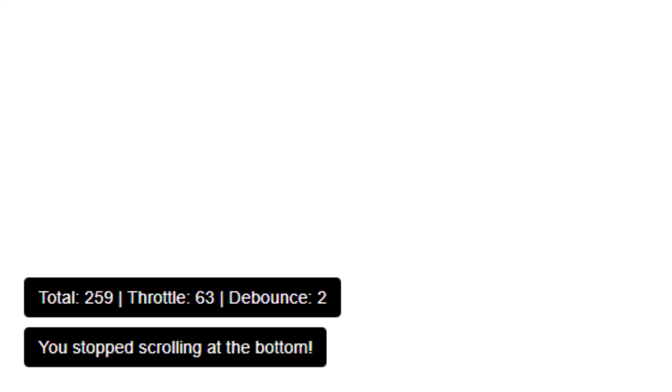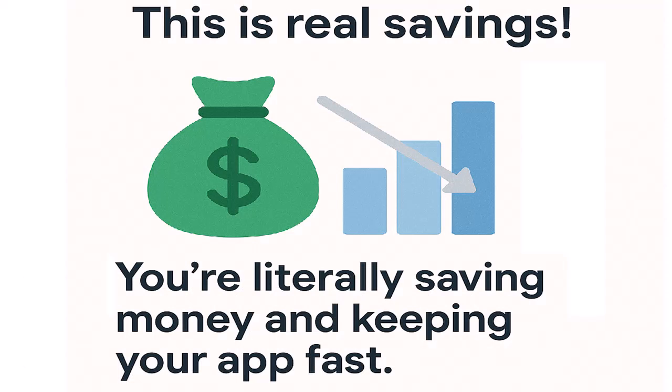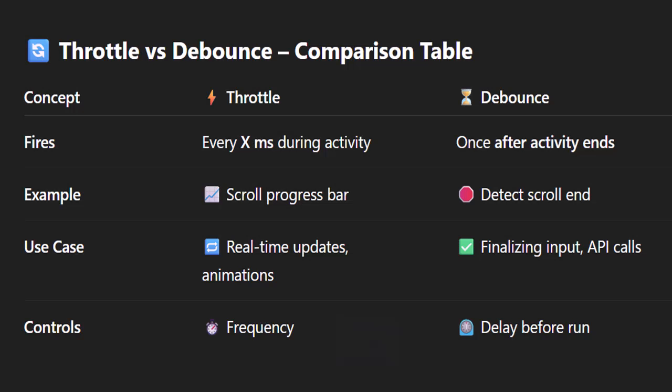You're seeing 63 throttle calls instead of 259. The debounce just twice. This is real savings. This prevents API overload, database spam, or even hitting rate limits on paid services. You are literally saving money and keeping your app fast. Let's break it down side by side for clarity.